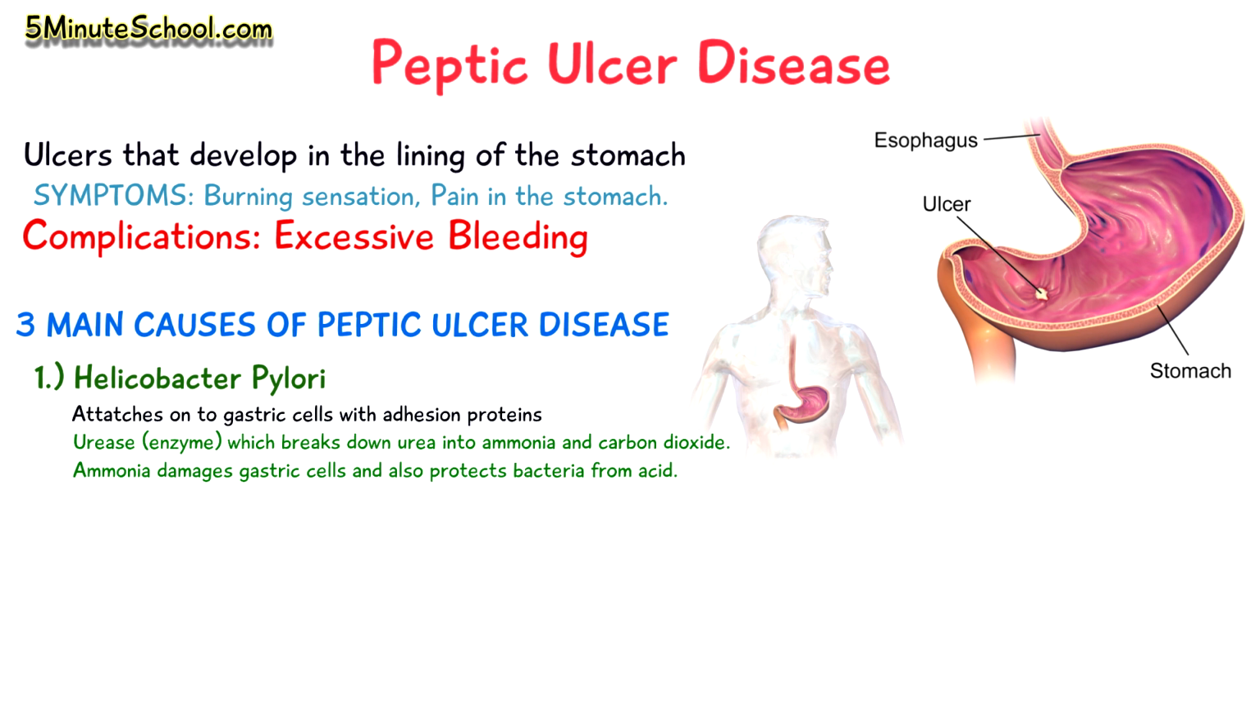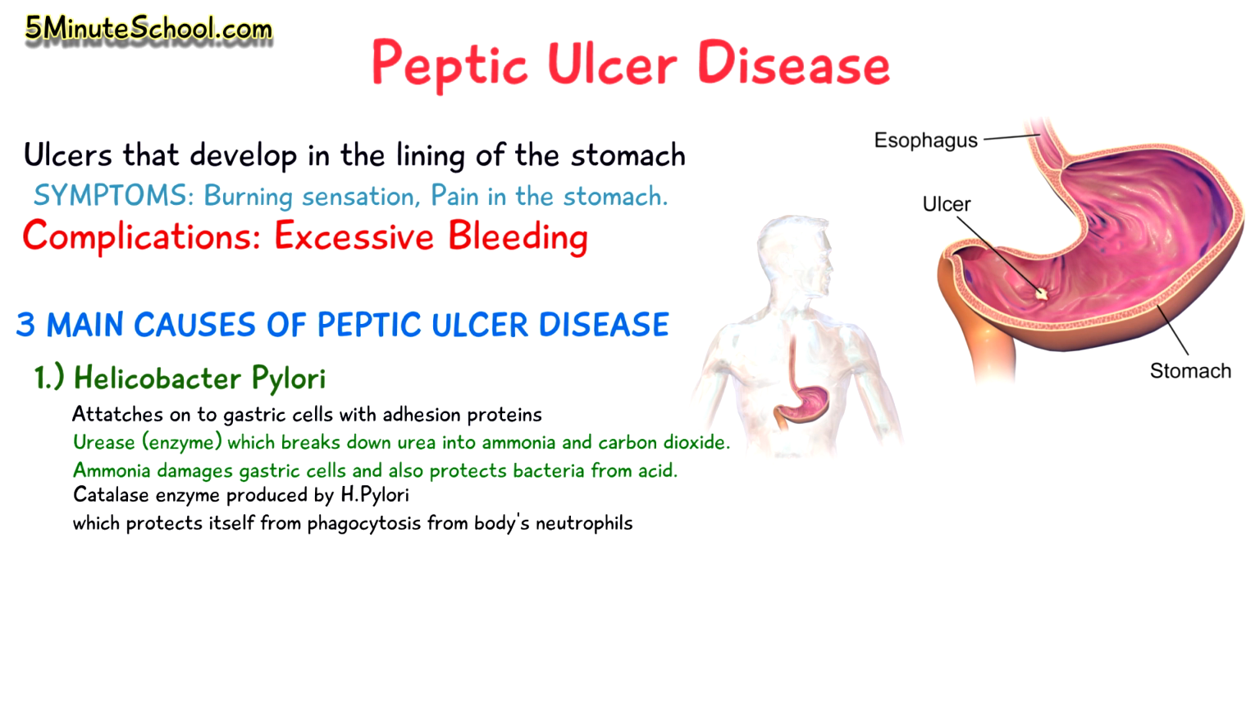The ammonia produced helps to protect the bacteria from acidity of the stomach, and it also damages the protective mucus layer of the stomach and the gastric cells. It also produces an enzyme called catalase, which protects the bacteria from phagocytosis by the neutrophils. So to summarize, the Helicobacter pylori is basically damaging the lining of the stomach, causing these ulcerations, which is why the complications of peptic ulcer disease occur.